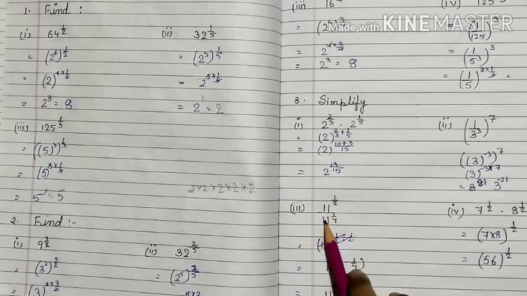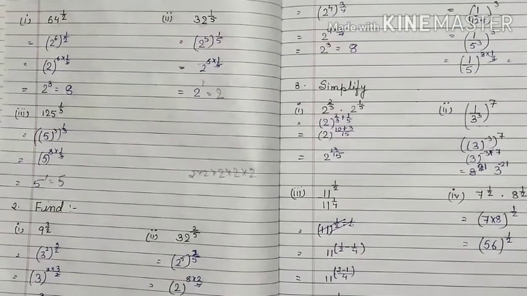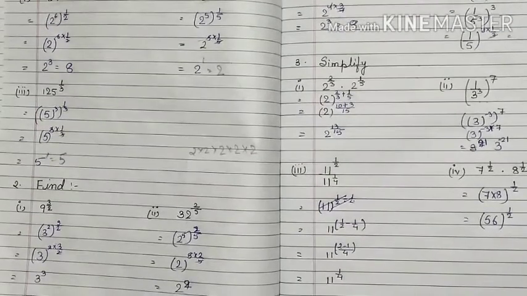Next is 11 to the power 1 by 2 divided by 11 to the power 1 by 4. For division, we know that when the bases are the same, we will subtract the powers. So when we subtract the powers, it will be 1 by 4, because the LCM of 2 and 4 is 4. And here 2 twos are 4, then 1 two is 2, 2 minus 1, 1 by 4.